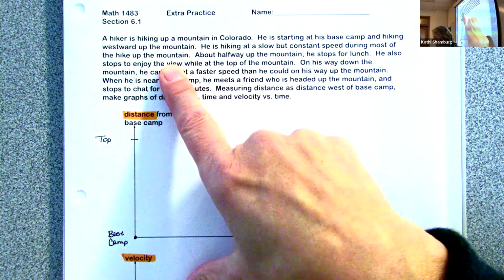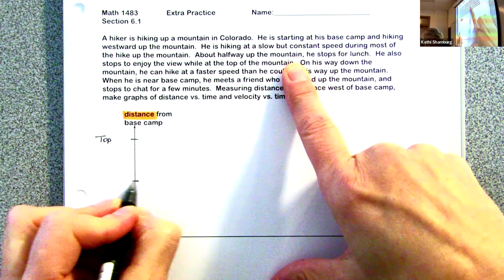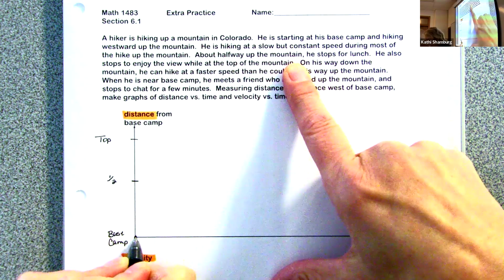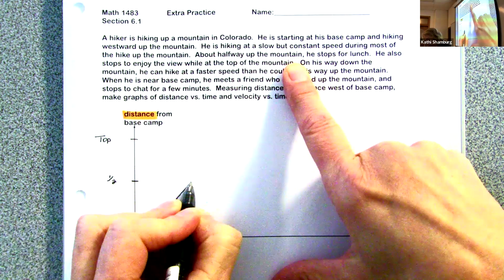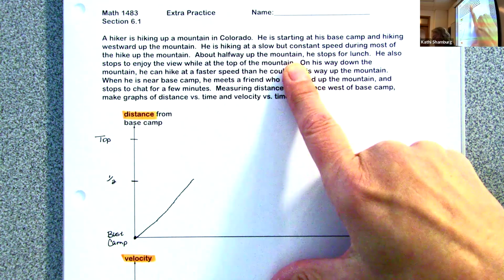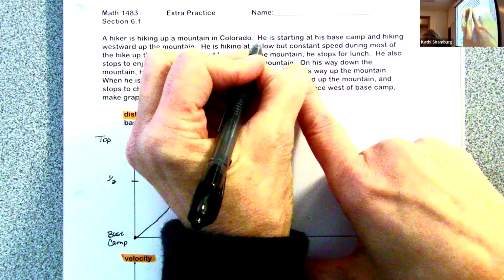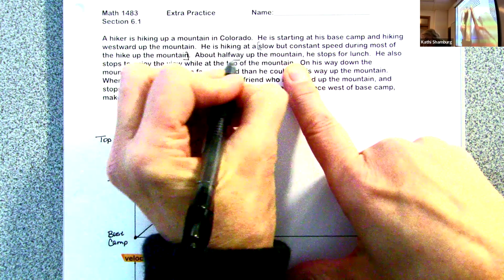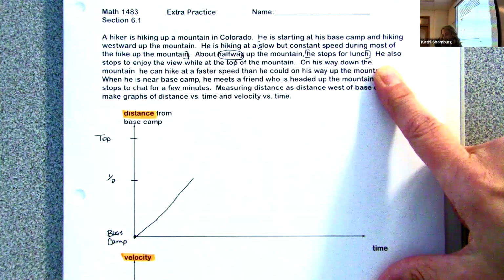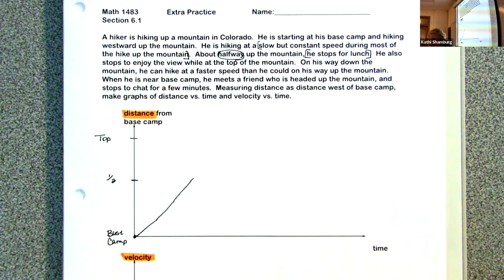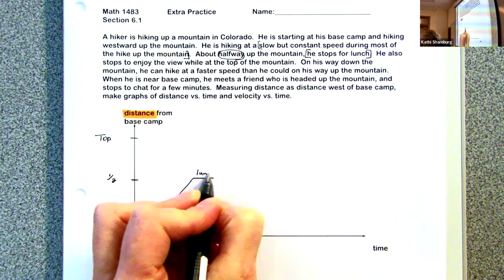So he's walking steadily. About halfway up the mountain, so again, we're gonna have a halfway point. So he is steadily walking, his distance is increasing and he's halfway up. So here we went slow but steady. Halfway up the mountain, he stops for lunch.